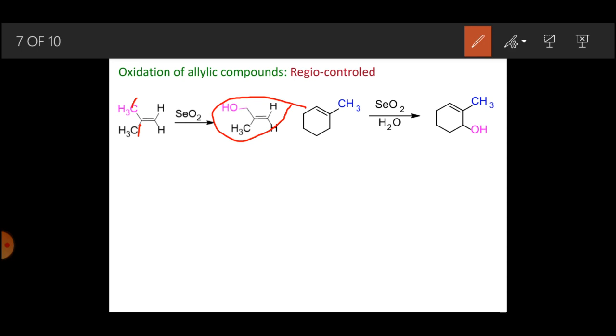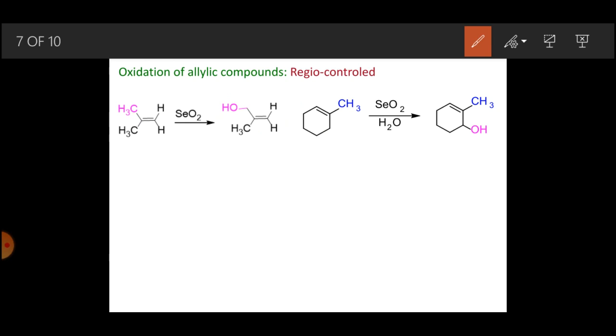Oxidation will take place at the most substituted end of the double bond. So this is the most substituted end of the double bond. This is the allylic position, this is the allylic position. And then it will follow the reactivity of allylic carbon: CH2, CH3, CH, and then the trans or E isomer. So this will be the predominant or major product.